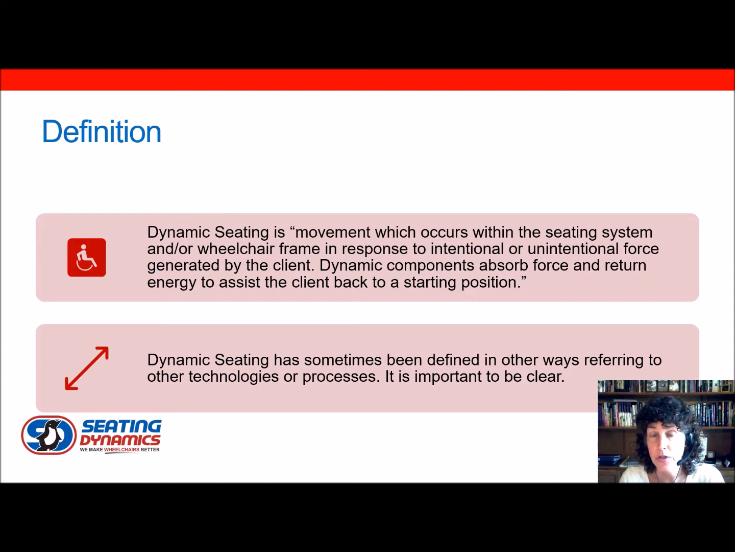Why is this important? Well, when you do a literature search, we'll find that dynamic seating is used in multiple ways, and so it's very important to have a clear and accurate definition of this technology. Now, this isn't just my definition. There's actually an international dynamic seating work group who discussed at length and, after a very thorough literature review, determined a final definition for dynamic seating, and that definition is what we just read here.